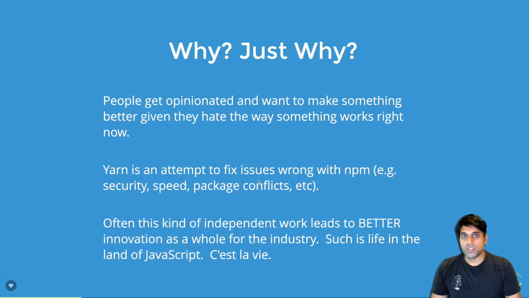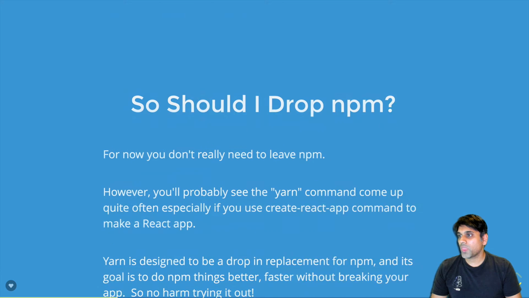And also package conflicts. Sometimes you might download one version of a dependency on a computer and then you try to install it on another server and it's completely wrong and different. You don't want to have multiple conflicting packages, and so Yarn is an attempt to solve those problems. Sometimes this independent work leads to better innovation for the industry as a whole. So c'est la vie, that's JavaScript.